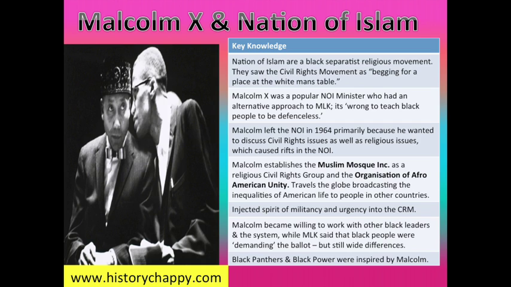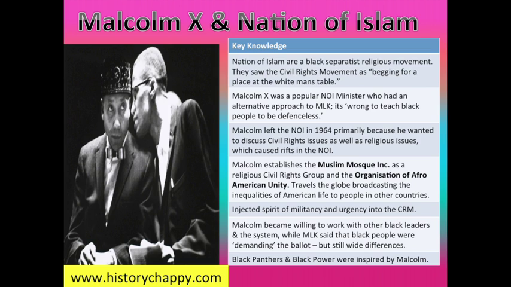Malcolm left the nation in 1964 primarily because he wanted to participate more directly in the civil rights movement, which caused rifts within the nation. So Malcolm set up two organisations, one religious, one secular. The religious one was Muslim Mosque Incorporated, and the secular group was the Organisation of Afro-American Unity.